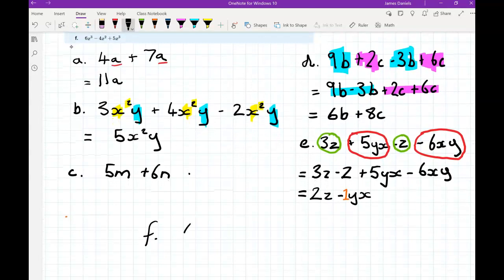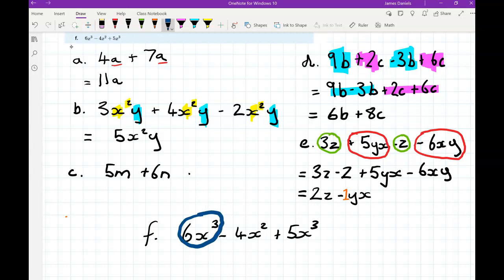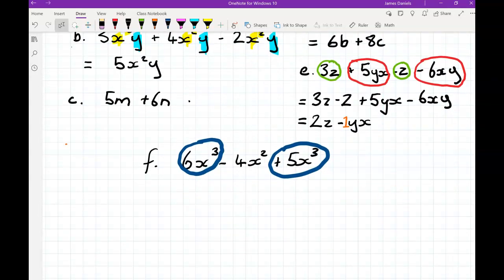I've got 6x cubed minus 4x squared plus 5x cubed. I'll use the circle method again. We do have all x's, but they have a different index, if you can notice. So the ones with the same index, same letter, same index, they are like terms. And the minus 4x squared, don't forget that it's got a minus with it, is an unlike term, this one here.